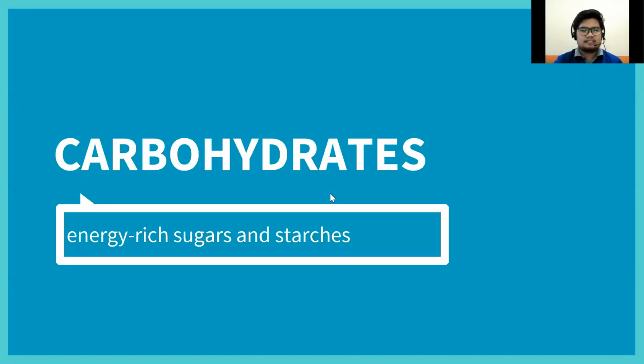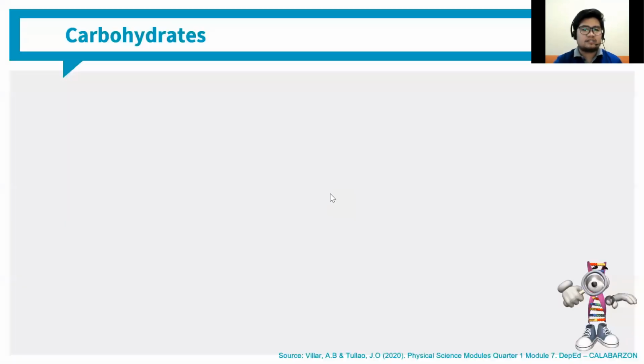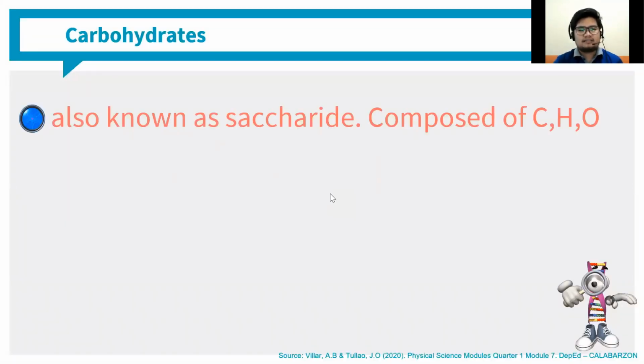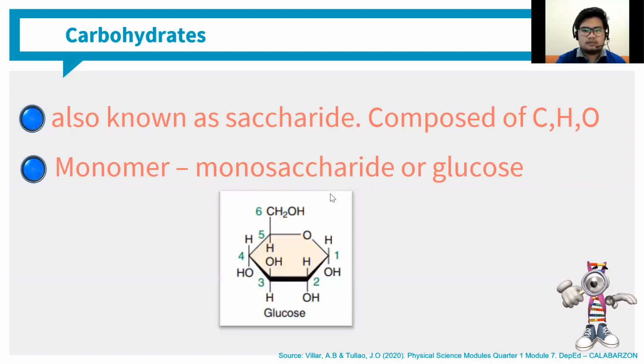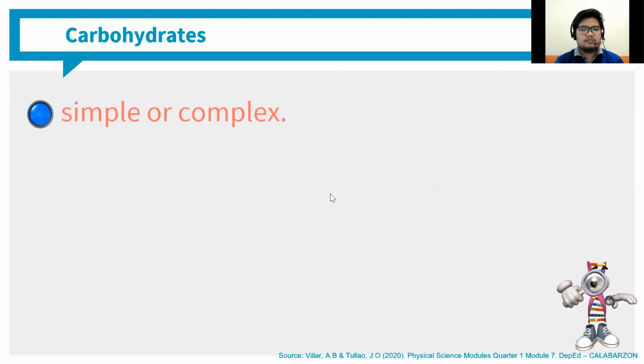It is simply known as the energy-rich sugars and starches. So carbohydrate is also known as saccharide. It is composed of carbon, hydrogen, and oxygen. The monomer of carbohydrate is monosaccharide or glucose. This is an example of glucose. As you can see, glucose is a 6-carbon sugar which is found in dextrose at hospitals and in our blood. So carbohydrates can be classified either as simple or complex.